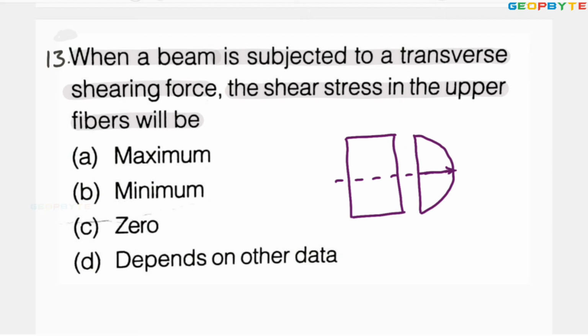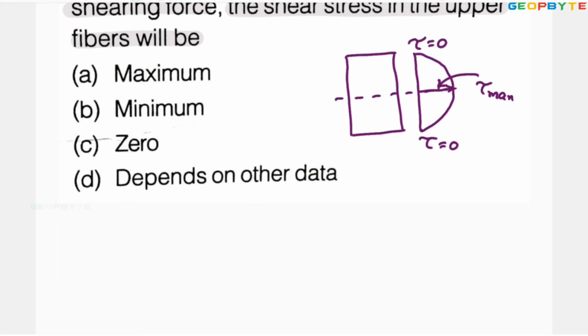You are finding the maximum shear stress at the center. The shear stress at the bottom fiber equals 0. The shear stress at the top fiber also equals 0. Whereas bending stress will be 0 at the center and bending stress will be maximum at the outermost layer.